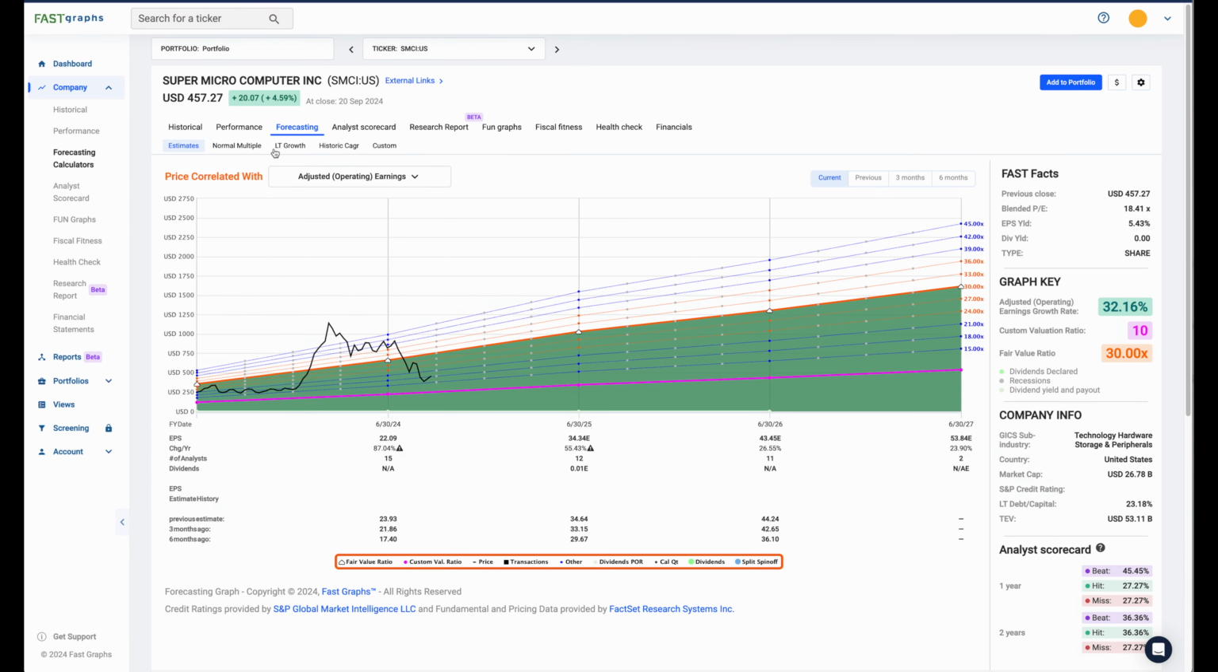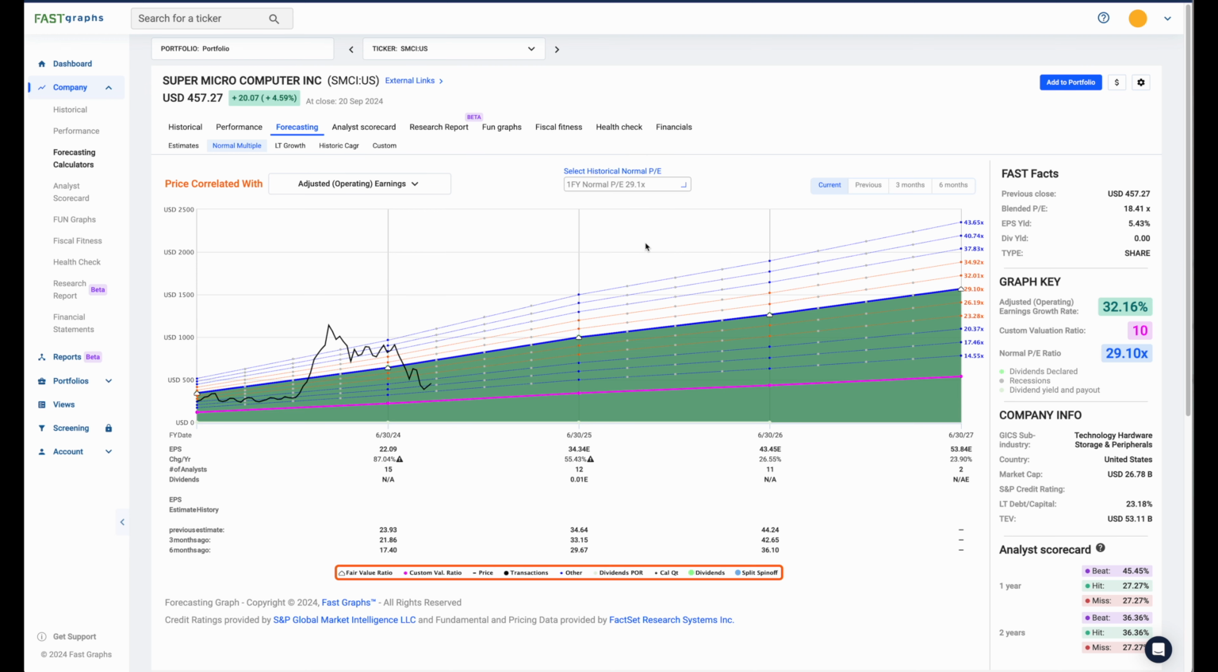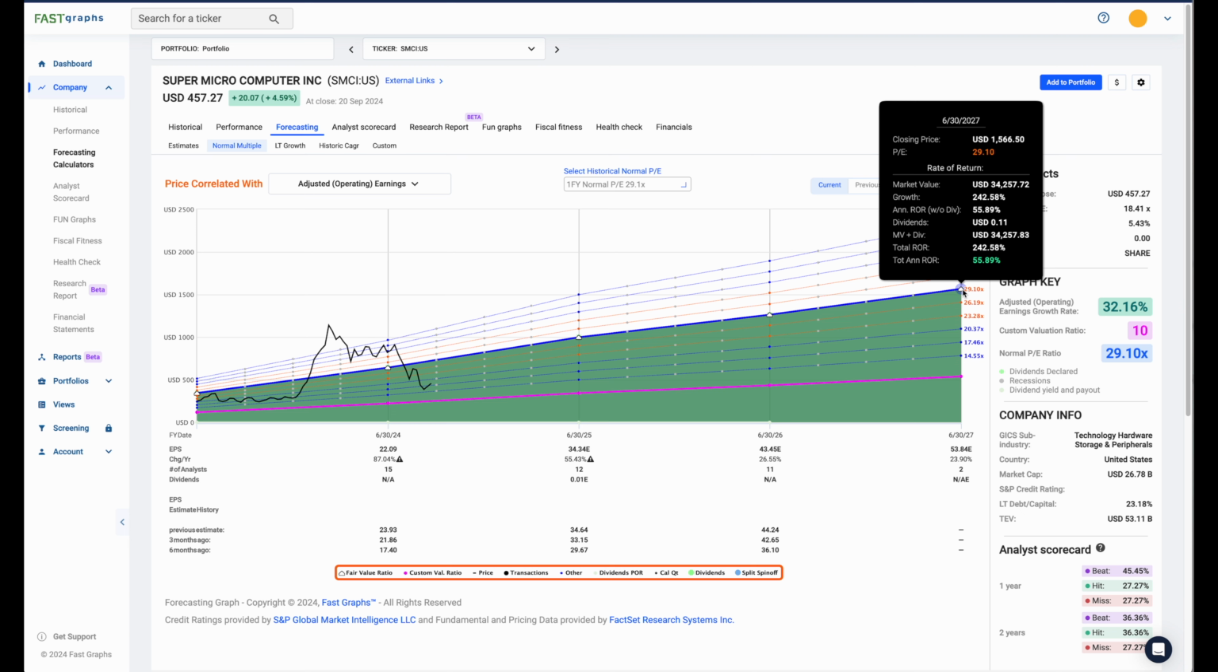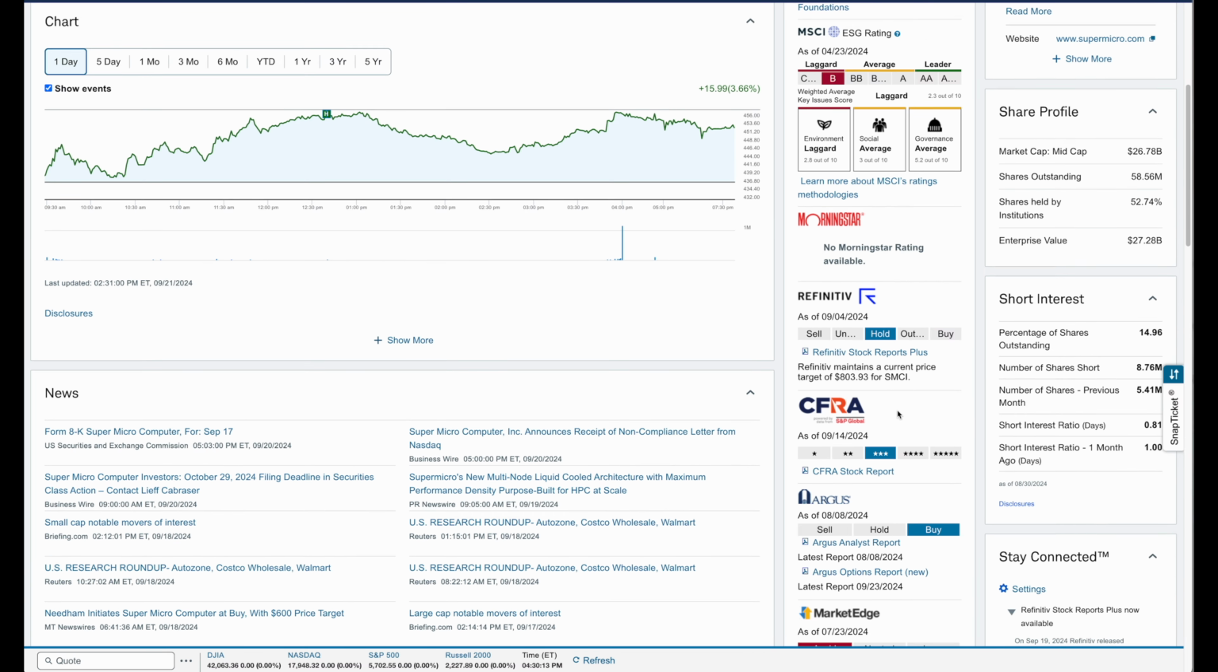And we go to forecasting, even with a normal multiple, we go here, let's pick a high one here, 29. You can see here, if it stays at 29, you could have a 55% annual rate of return for the next 3 years. So that's outstanding. So I'm willing to take the risk at this current price. And again, it's only three shares, like $1,200, $1,300 worth. And the stock's not going to go to zero, but it could go lower, and I'll show you why. And if it does go lower, I will be buying more. So let's look at some more things first.